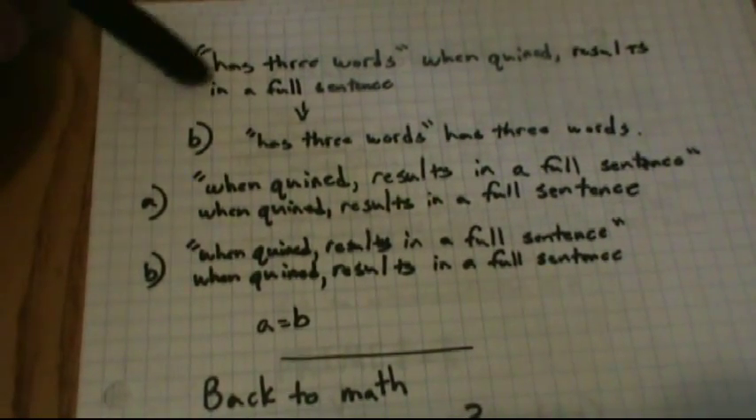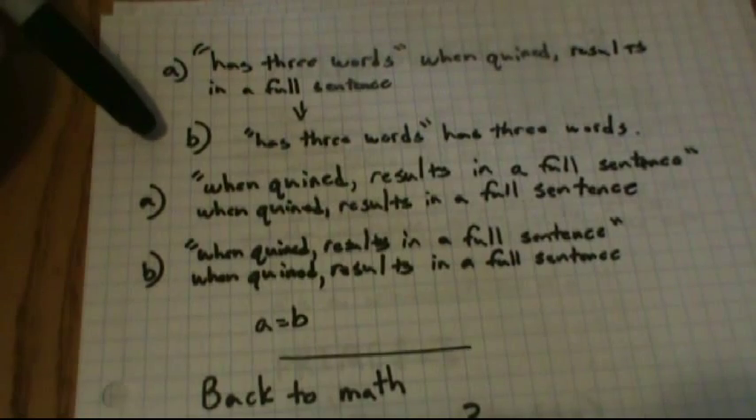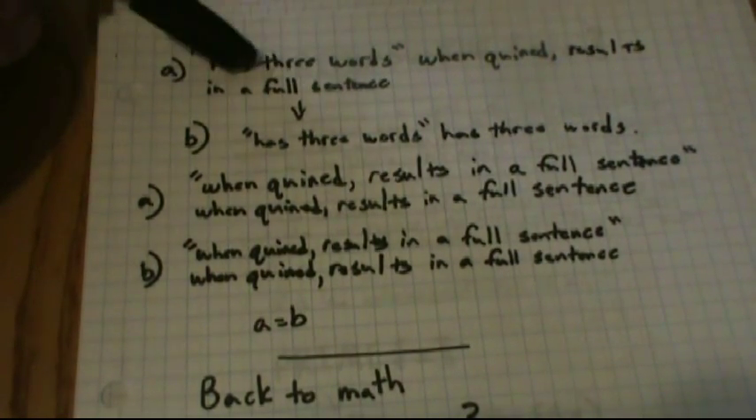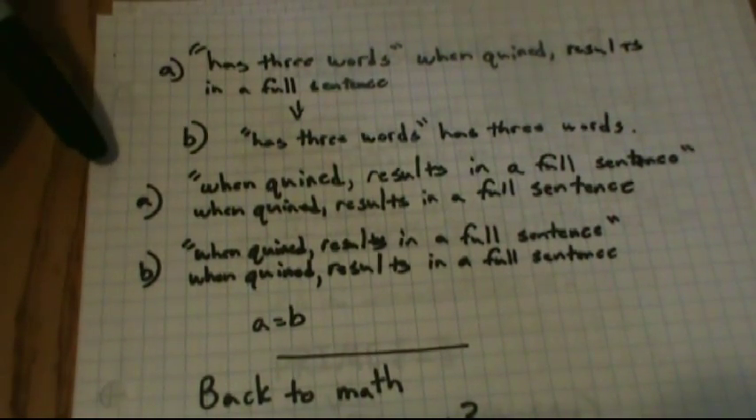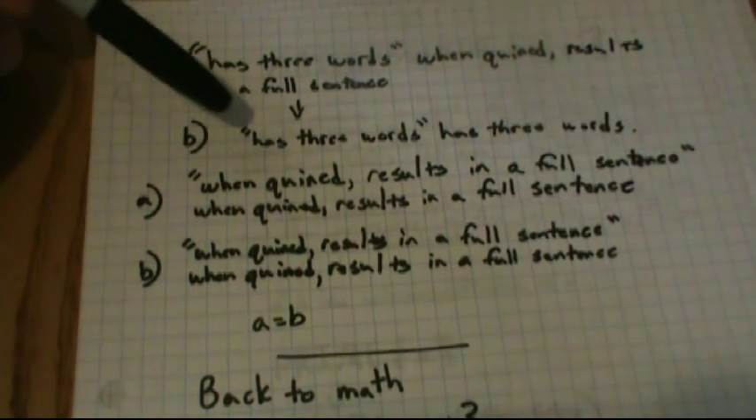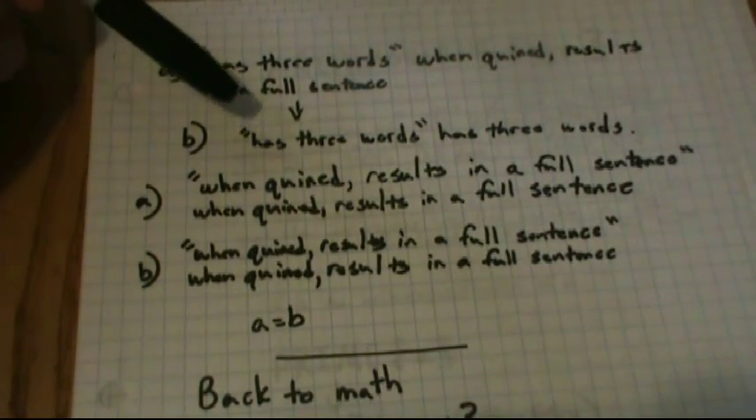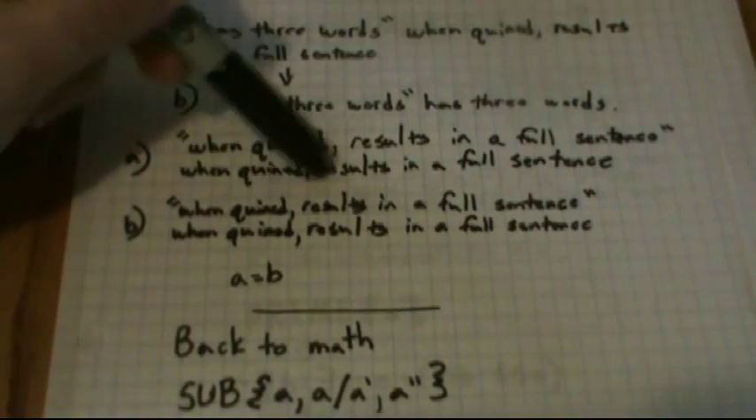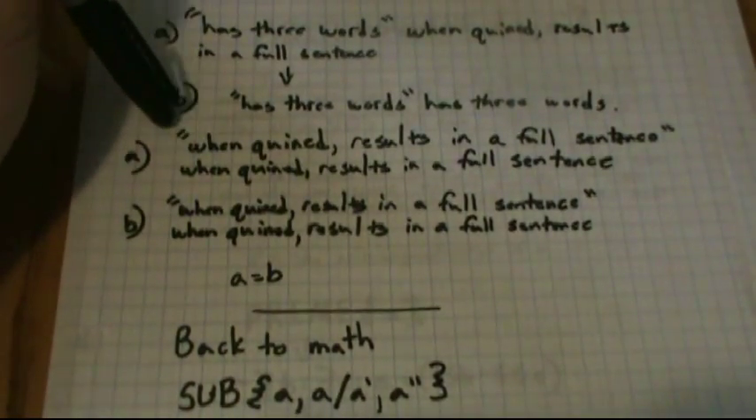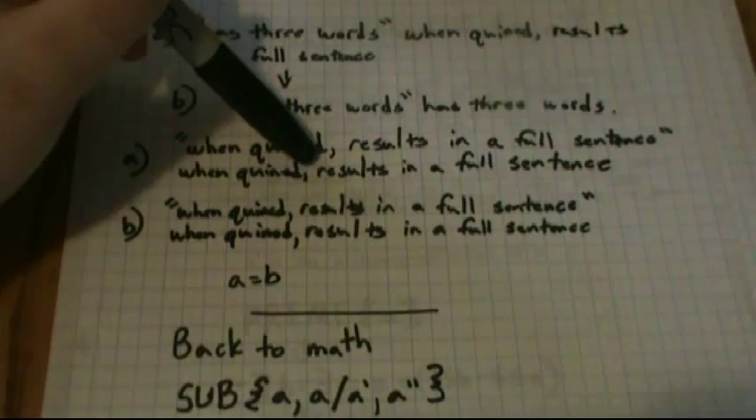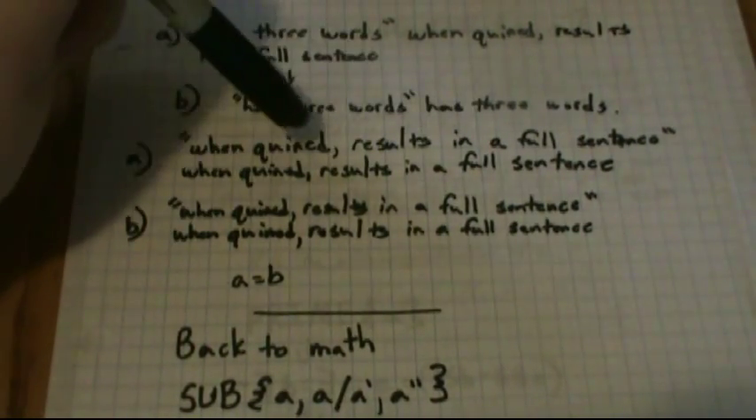Now, what was A making a claim about B? Oh, it's just saying that whatever B is going to be a full sentence. Is B a full sentence? Yes, it's even a true full sentence. That's nice. Oh, so we're going to quine whatever it happens to be in those quotation marks. And again, we're making a claim that it results in a full sentence.